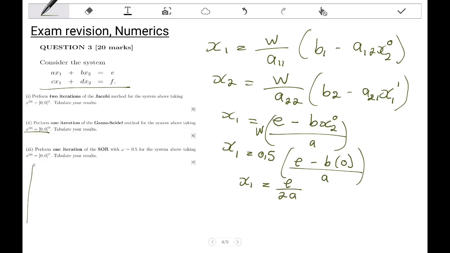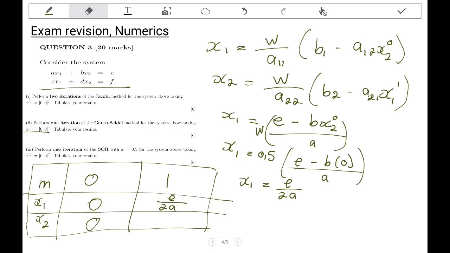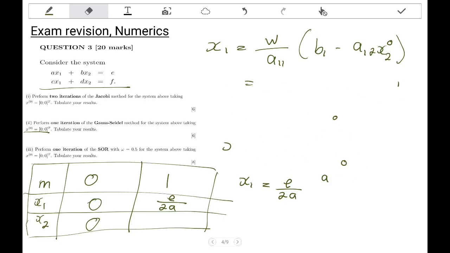And then don't forget to tabulate your results. If you tabulate your results, you're going to have something like this. This is M0 1, since they said we should do one iteration, and then this is x2, all divided by this. For x1 it is 0 and 0 for x2, then the initial we got is e all divided by 2a. That's our initial answer.